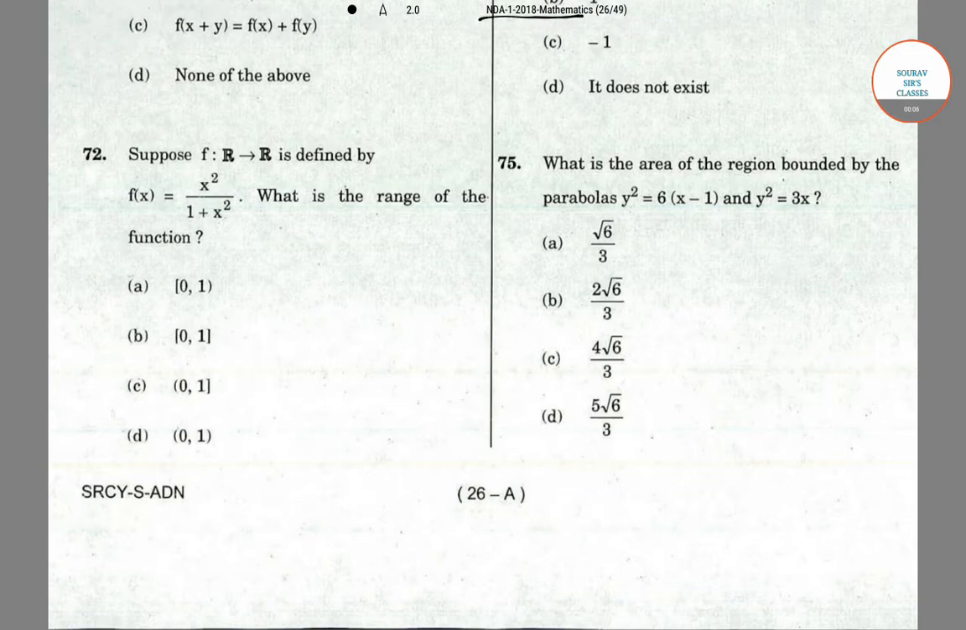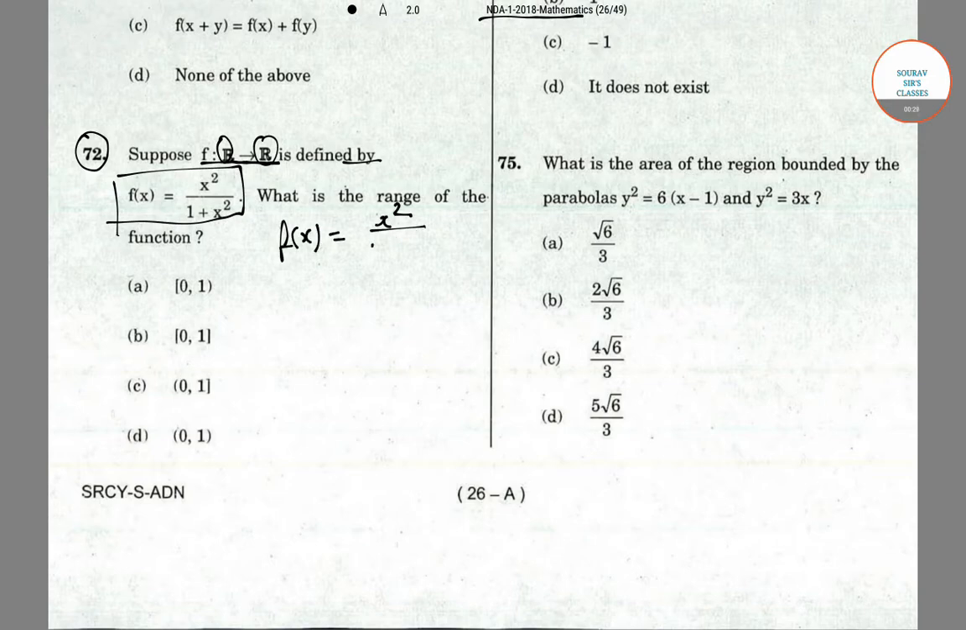So in today's video we'll be solving a few questions from the NDA 2018 mathematics paper. First, we'll be solving question number 72. It is given: suppose the function f, from real numbers to real numbers, is defined by f(x) = x² / (1 + x²). We have to find the range of the function. Four options are given, as you can see. So we'll proceed further with it.